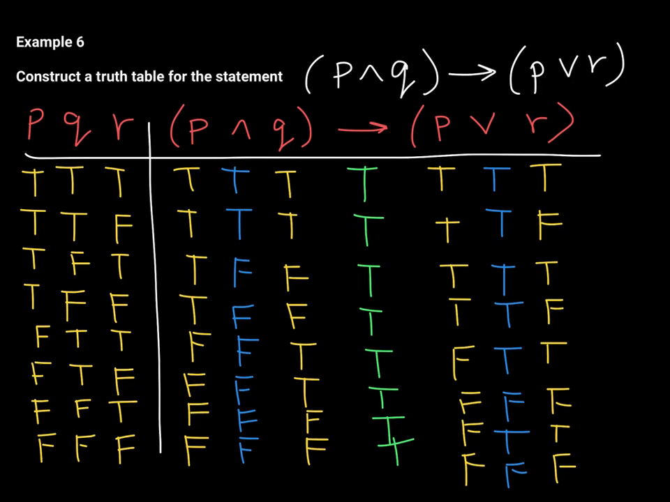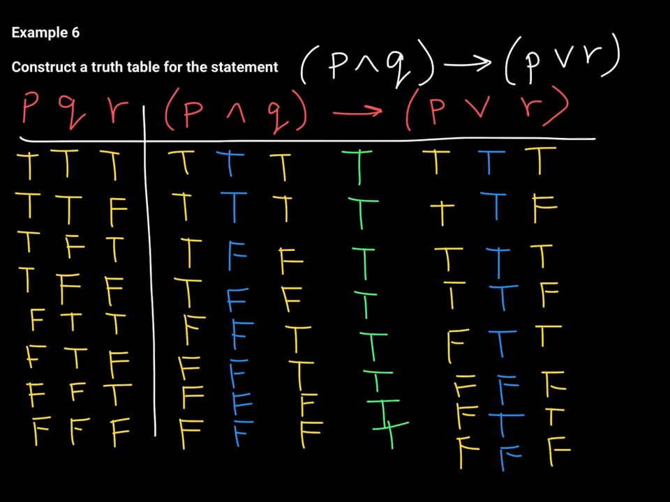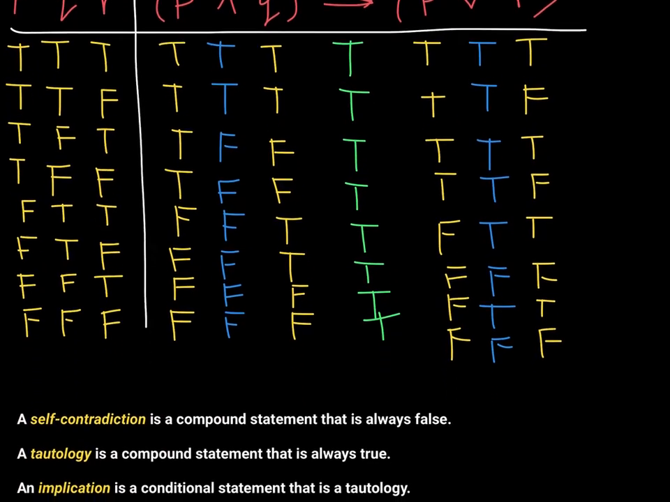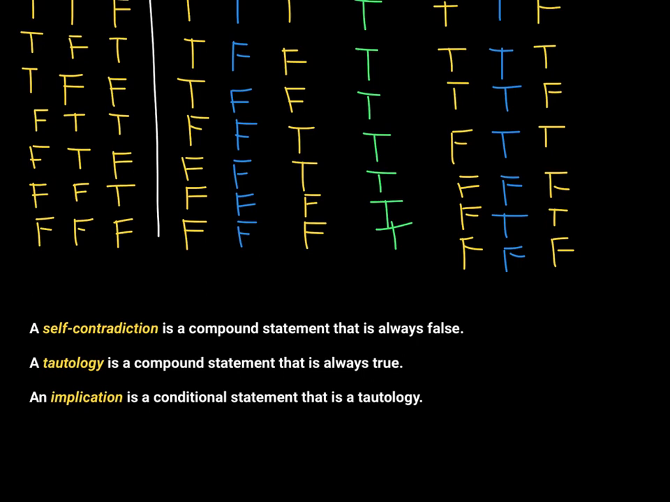So, this is a conditional statement, right? And it's always true. Therefore, this conditional statement is a tautology. So our vocabulary words are here. A tautology is a compound statement, which is what we have. I'm sorry, I'm reading the wrong one. A tautology is a compound statement that is always true.